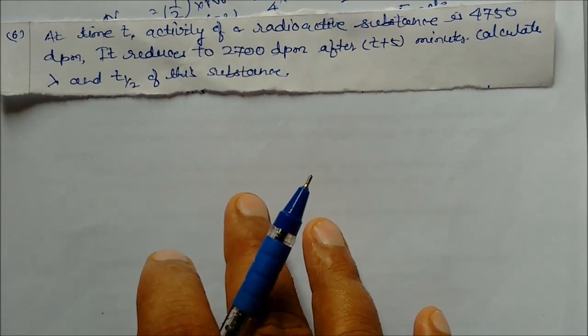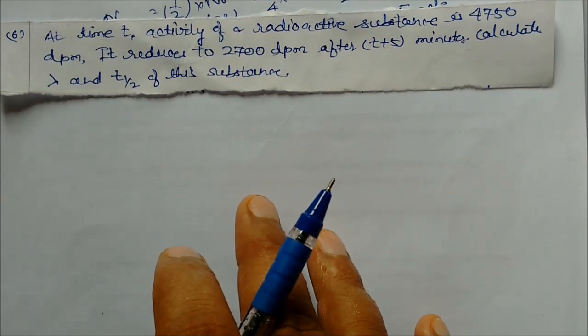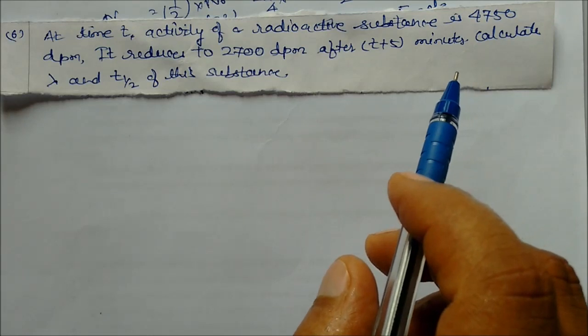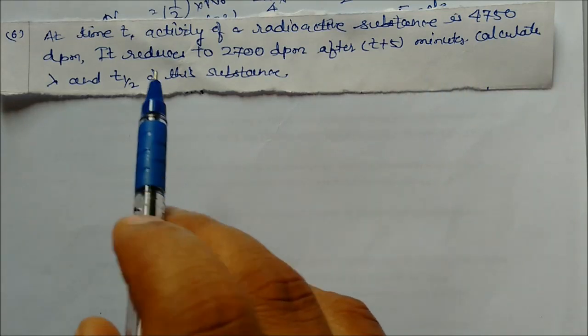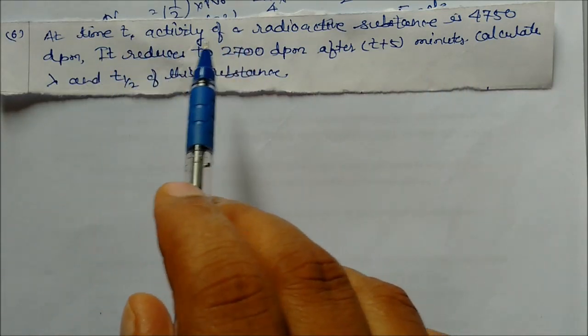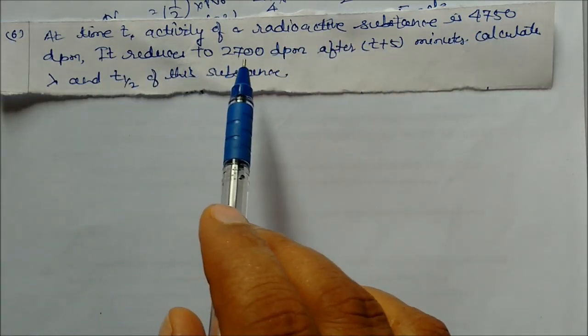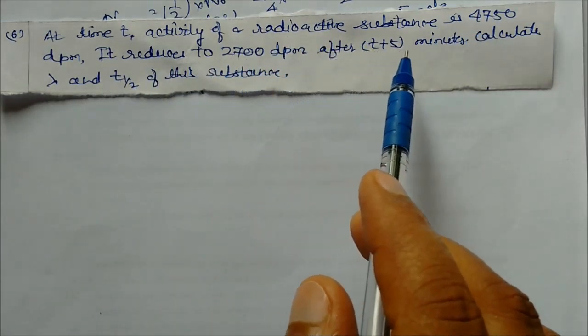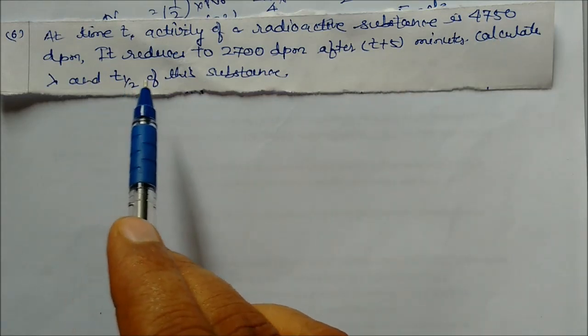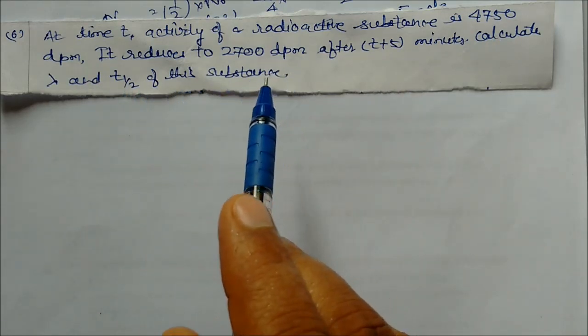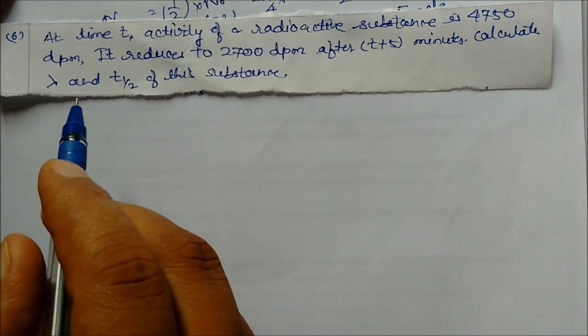Now next: at time t, the activity of the radioactive substance is 4750 disintegrations per minute. This is given here. At time t the activity is 4750, and it reduces to 2700 dpm after t plus 5 minutes. So calculate lambda plus the half-life of this substance. So again it is easy, we can solve it here.